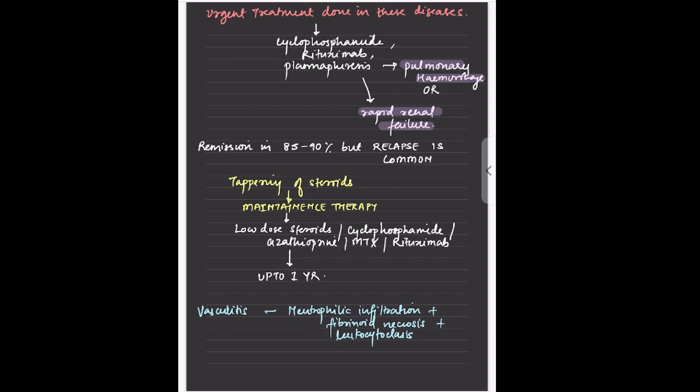So treatment-wise, patients are given cyclophosphamide, patients are given plasmapheresis. Plasmapheresis is used in CNS vasculitis, and in pulmonary hemorrhage whenever the patient suffers with pulmonary hemorrhage. So it responds to plasmapheresis. Of course, steroids are given. We'll see in depth what the treatment is. This is the highlight: urgent treatment is required, and we actually tend to miss these patients. Since there is vasculitis, there will be neutrophilic infiltration with fibrinoid necrosis, and there is leukocytoclasis.